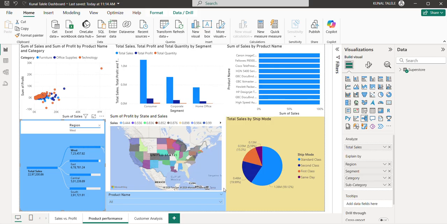At last, I have added a slicer named product name. Moving on to the next page.